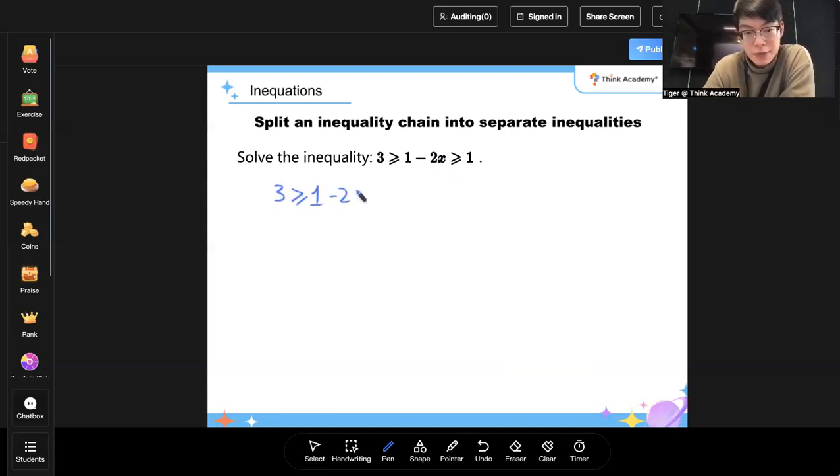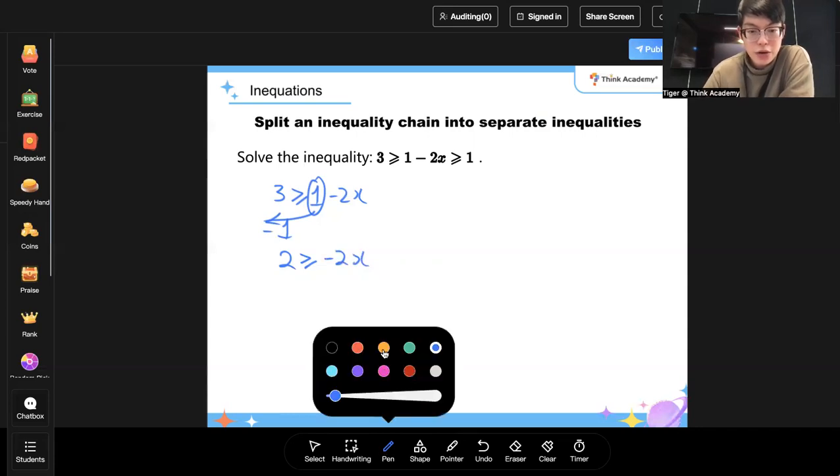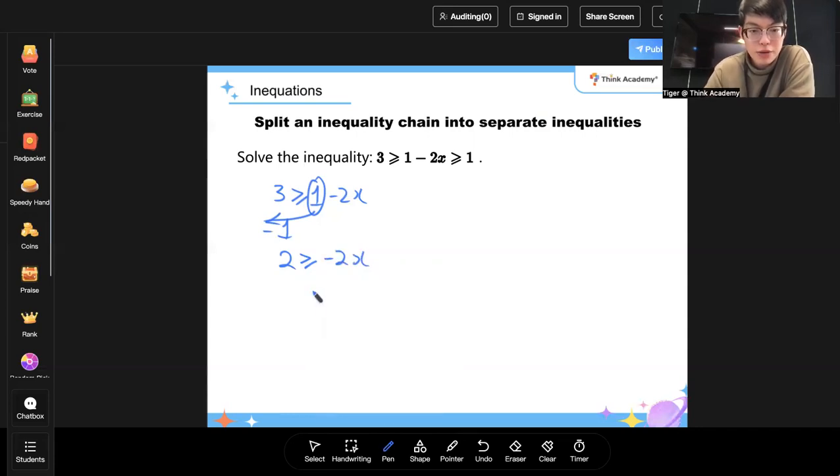such that we can try to solve 3 is greater than 1, take away 2x first. So taking away 1, and we have 2 is greater than or equal to 2x. Now you can just try to divide the 2 from both sides so that we can see 1 is greater than or equal to minus x, which means x is less than or equal to 1.